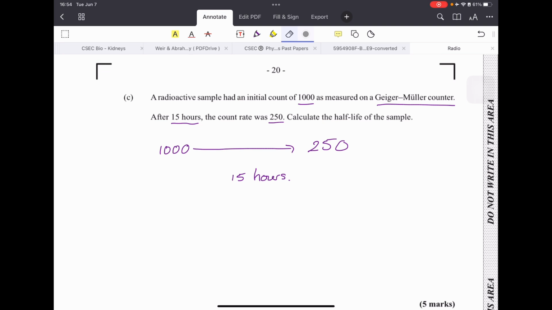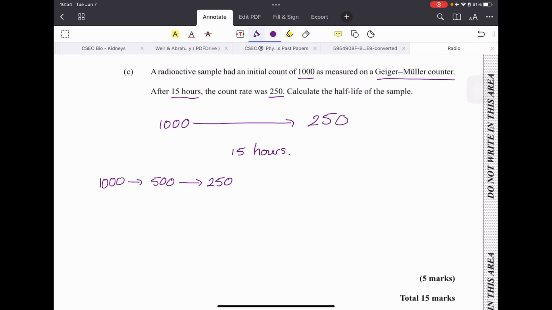If we start off with 1000 and we half that, we go to 500, we half that, and then we go to 250. So therefore, in 15 hours, we went from 1000 to 500 and 500 to 250. So that's 2 half-lives there. Okay, so therefore we could say that the half-life is 7.5 hours, right, because we had 2 half-lives in 15 hours. Alright, so that's how we do it there.